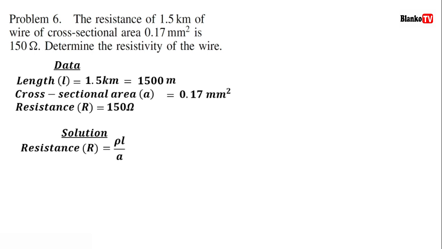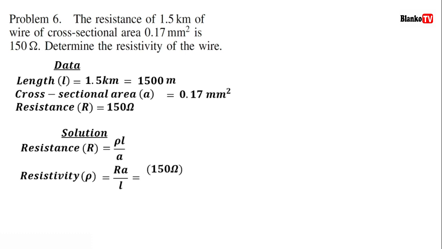So resistivity rho is R A divided by L. That is resistance multiplying the cross-sectional area over the length. So when we make rho, the resistivity, the subject, we have R A over L. Okay, so let's substitute the values now.